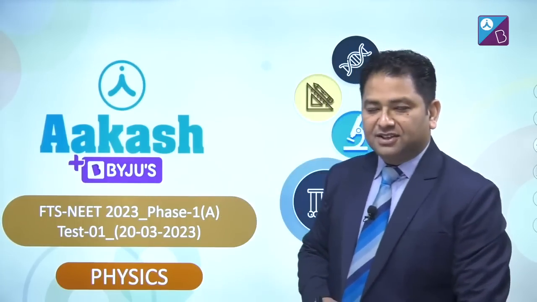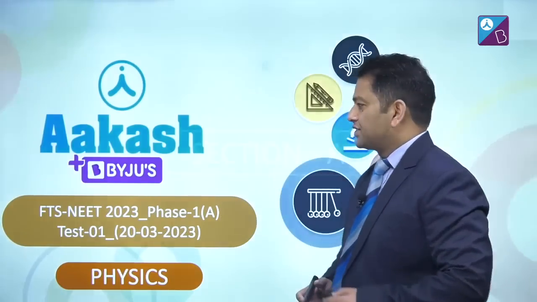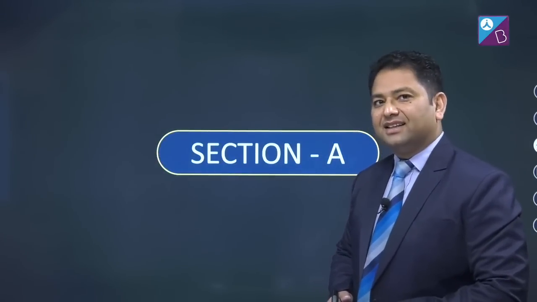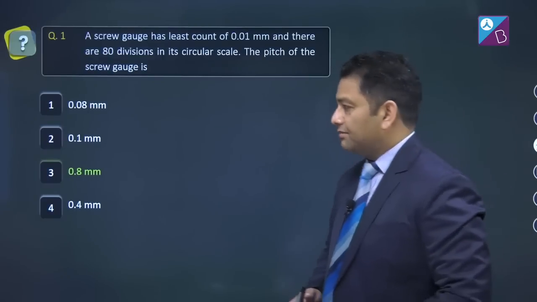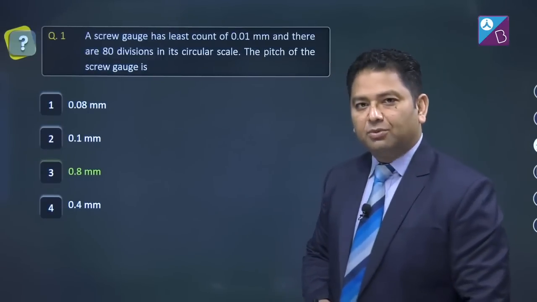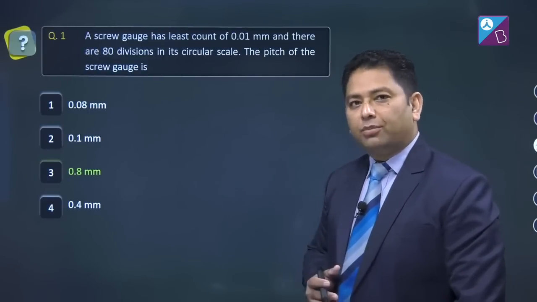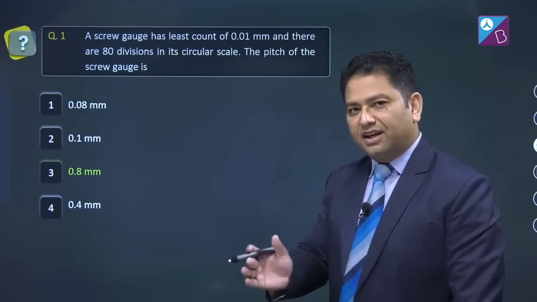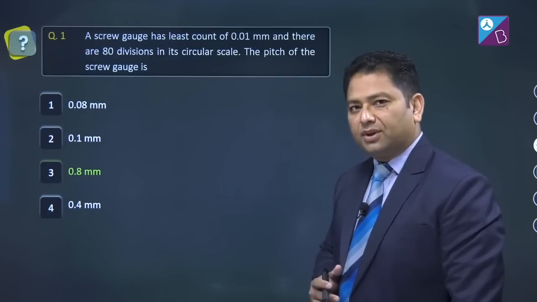All right, discussion को शुरू करते हैं with section A और section A का पहला सवाल क्या है आइए देखते हैं. The first question is about screw gauge. Let me tell you one thing. NEET examination point of view से measuring devices जैसे कि screw gauge, vernier caliper, they are very much important.